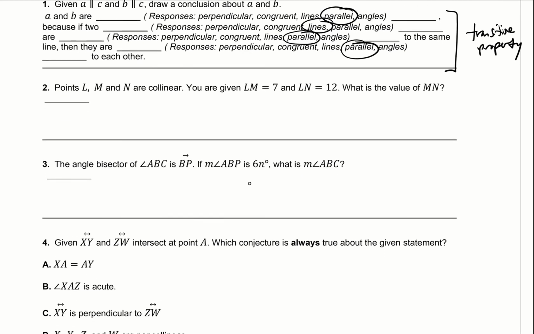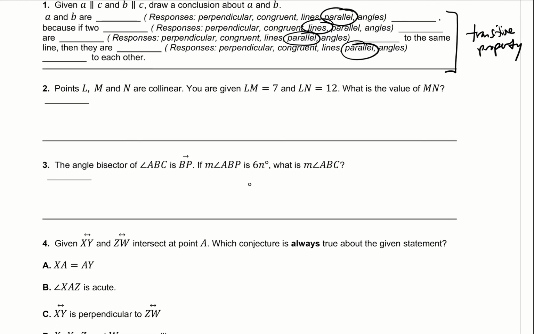All right, number two, points L, M, and N are collinear. You're given LM equals 7 and LN equals 12. What is the value of MN? Okay, so we're going to draw a number line here. Collinear means that these 3 points are on the same line. So that means they're located on the same line, and in this case I'll just draw a number line.